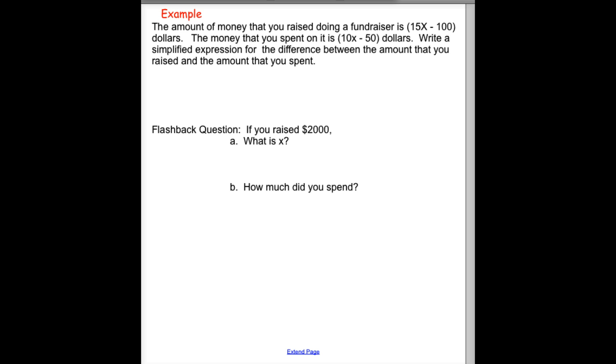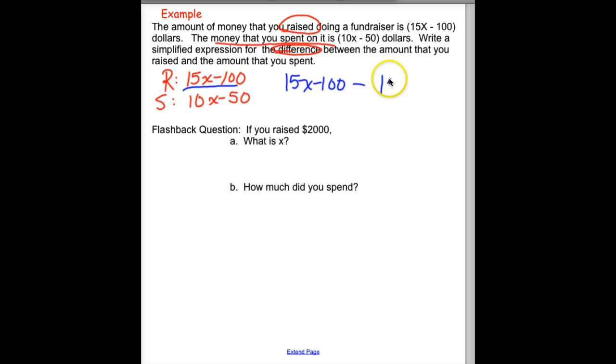You are doing a fundraiser. Let's suppose you're raising money for the swim team. And when all was said and done, you made 15x minus 100 selling those pizzas. But you had to spend 10x minus $50 on the pizzas. So it says, write a simplified expression for the difference. Well, that means I'm supposed to subtract them. I'm going to be taking the amount I raised and finding the difference between the amount that I spent.